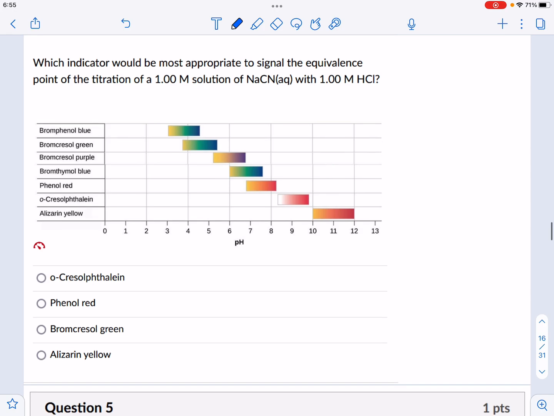Now, in this case, which indicator would be most appropriate to signal the equivalence point on a titration of 1 molar sodium cyanide with HCl? If you are titrating with HCl, which is a strong acid, well, this is cyanide, CN minus. This is a weak base. What happens on equivalence? The reaction is actually CN minus plus HCl going to HCN plus Cl minus.